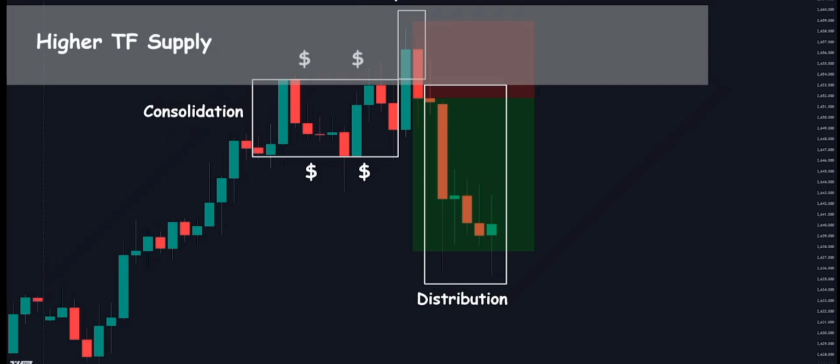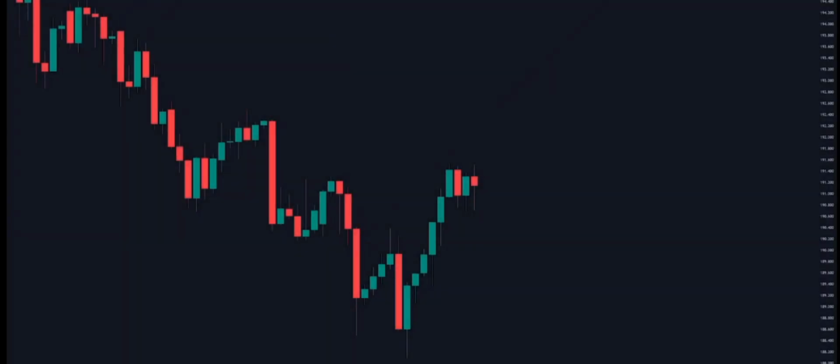Or imagine if the price was in a downtrend on the higher timeframe. In that case, we could have taken this trade with much higher confidence, knowing we were trading in line with the overall trend. This is why it's essential to combine multiple trading concepts to make more well-rounded and informed trading decisions. Now let's look at another example.